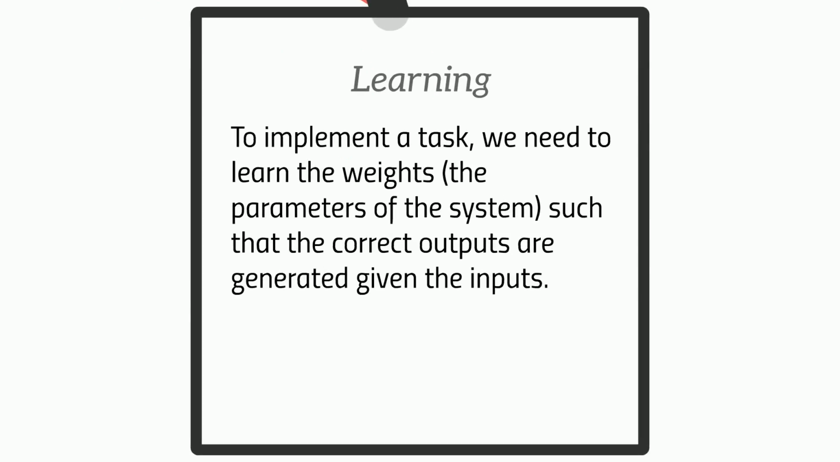So these are the basic elements, and let's dive into a little bit more detail. In learning, what we're really doing is, with given weights W for an input X, we're going to compute the output Y. And to implement a given task, we need to learn the weights W, which are the parameters of the system, such that the correct outputs are generated given the inputs. So it's fairly simple. That's all we're trying to do.